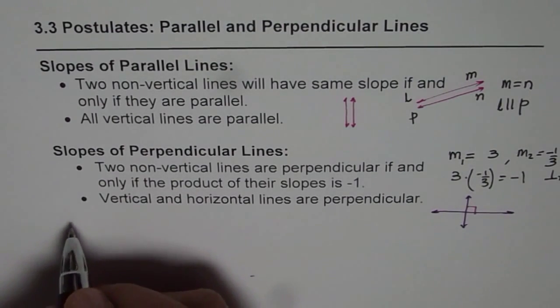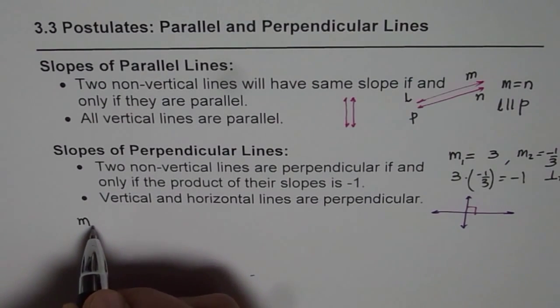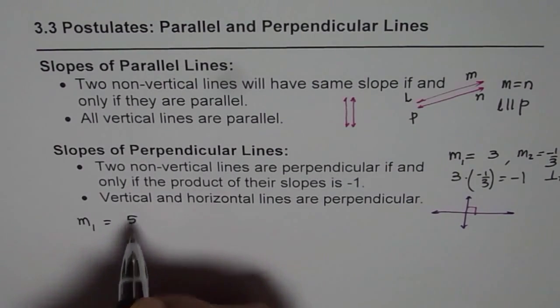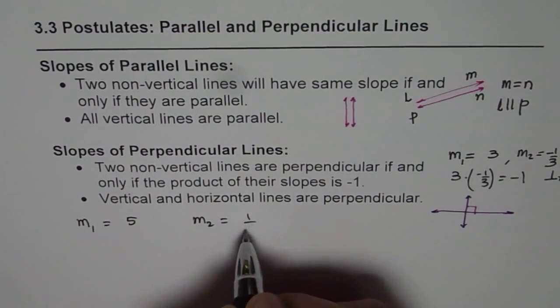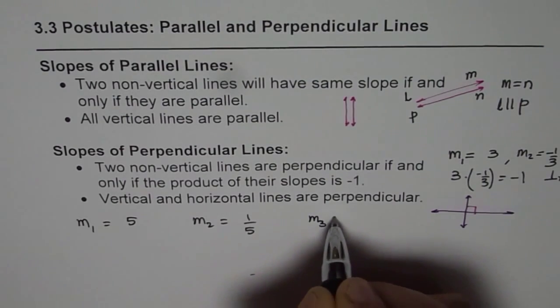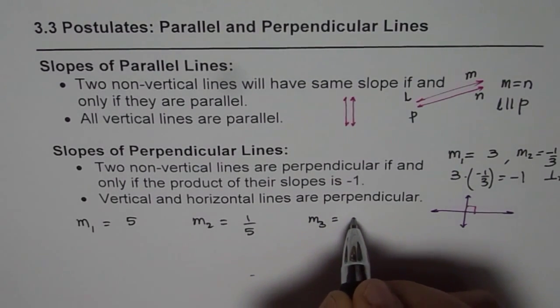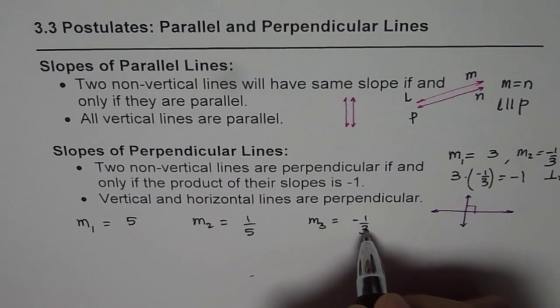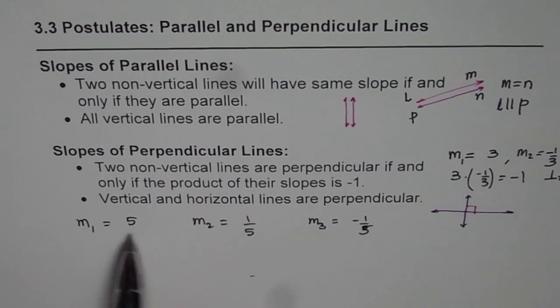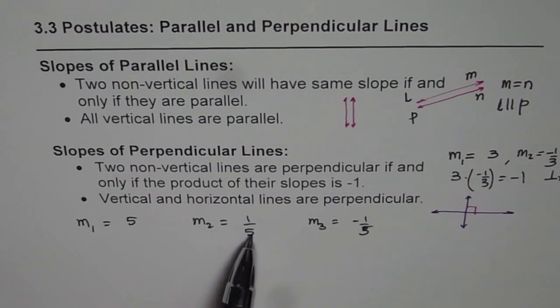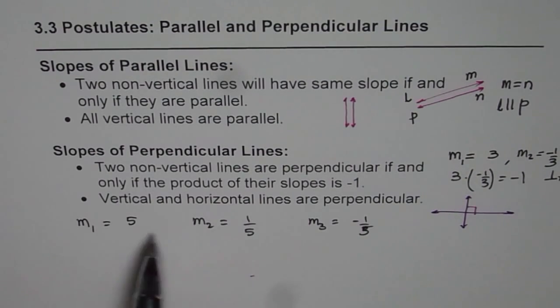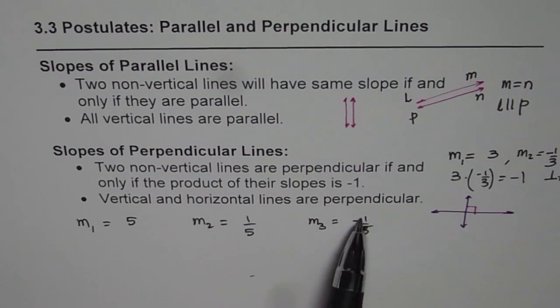Now let us say we have three different lines, and the slope of line 1 is 5, the slope of line 2 is 1/5, and the slope of line 3 is -1/5. Then which of these are perpendicular lines? If I multiply 5 with 1/5, I'm going to get 1, not -1, right? But if I multiply 5 with -1/5, I will get -1. So these two lines will be perpendicular.